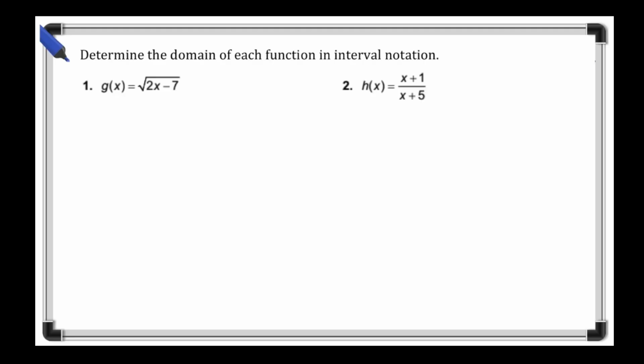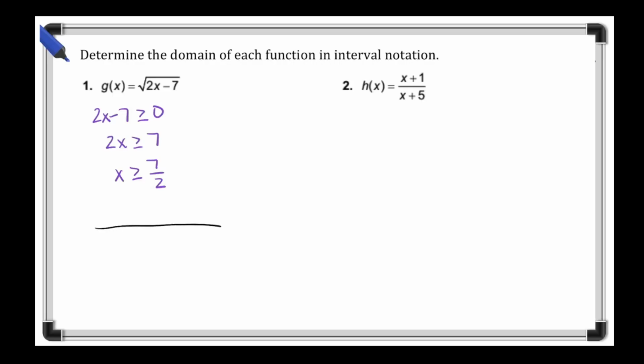So let's go ahead and determine the domains of each of the functions in interval notation. The first function here is a radical function. So we're going to take whatever is underneath the radical, 2x minus 7, and set it greater than or equal to 0. When you solve, you add 7 to both sides and then divide by 2, and x is greater than or equal to 7 over 2.